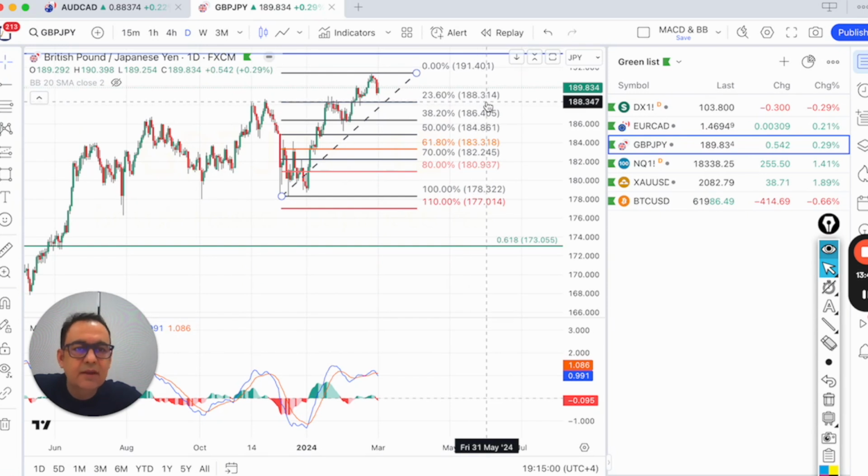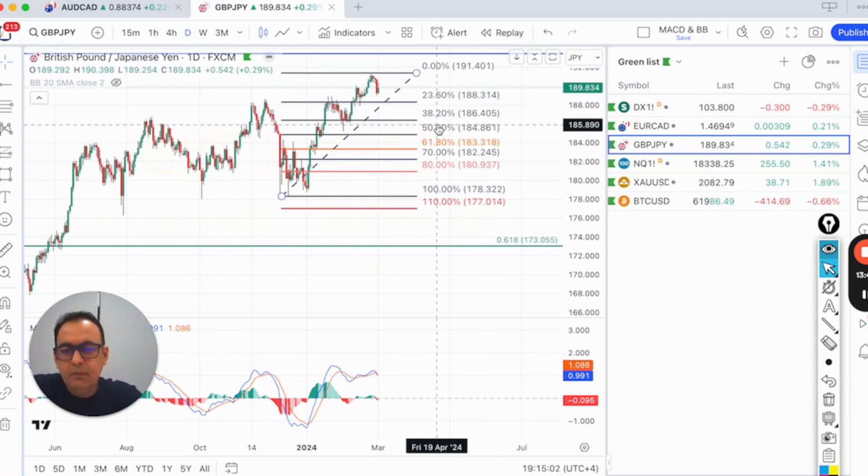is 188.31. Now I'm not a big fan of shorting JPY pairs. Reason being, fundamentally Japan is the only country holding negative interest rates, which means JPY is usually weaker than other currencies in the group of big 8 currencies. And until we see a shift, until we see a change in policies from the Central Bank of Japan, there is no reason to short JPY pairs.